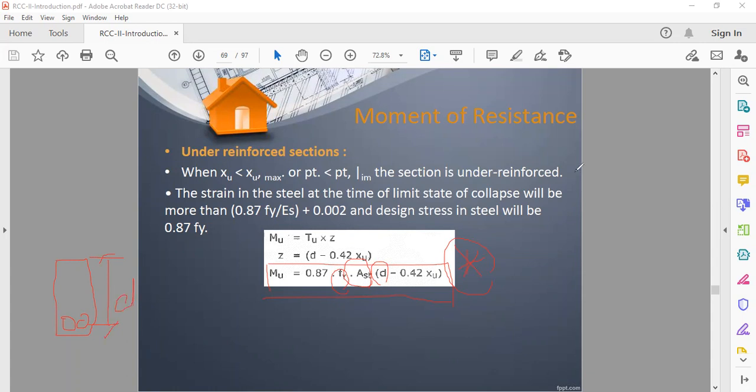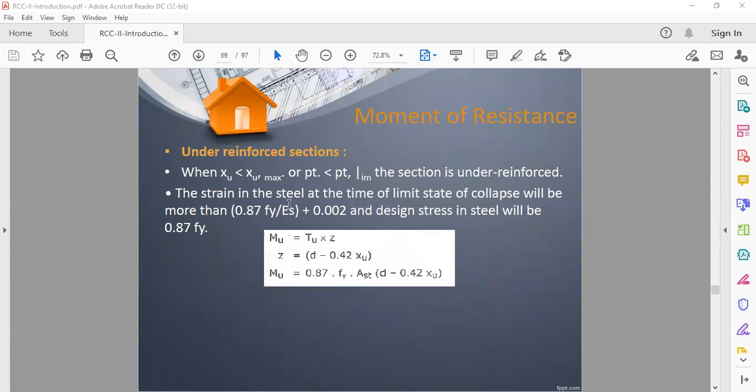And then 0.42 Xu, the depth of the neutral axis. Then you have the maximum depth of neutral axis, Xu max, as well as Xu. So these are the four parameters: Fy, Fck, D, and Xu. So this Mu, the moment of resistance, depends upon these four parameters.